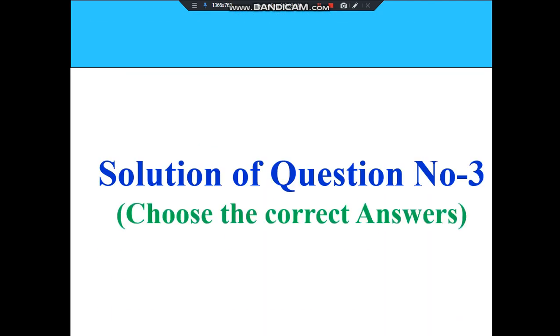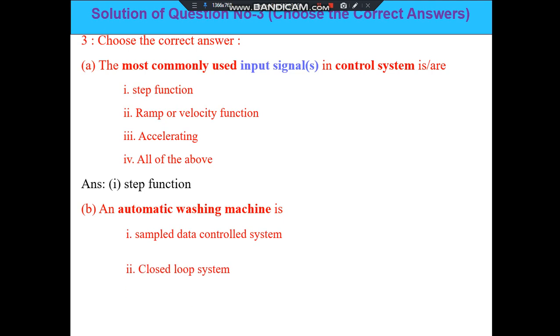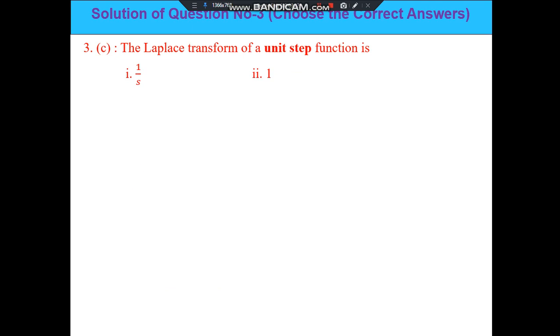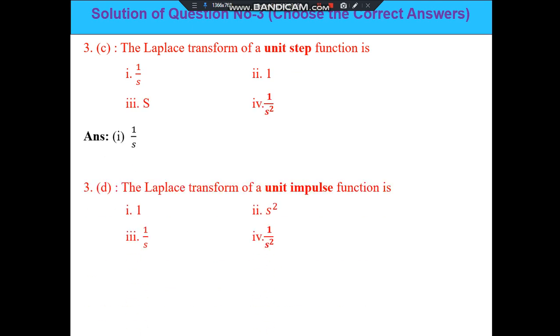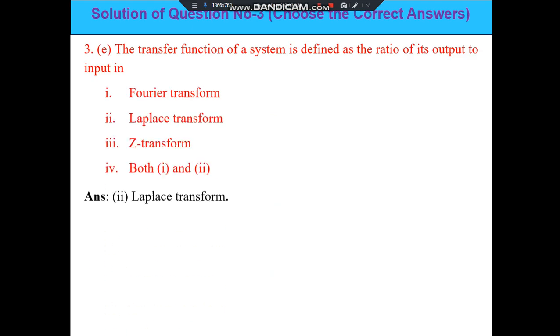Next question is, choose the correct answer. The most commonly used input signal in control systems is the step function. The automatic washing machine is an open loop control system. The Laplace transform of the unit step function is 1 by s. The Laplace transform of the unit impulse function is 1. The transfer function of a control system is defined as the ratio of the Laplace transform of output to input.